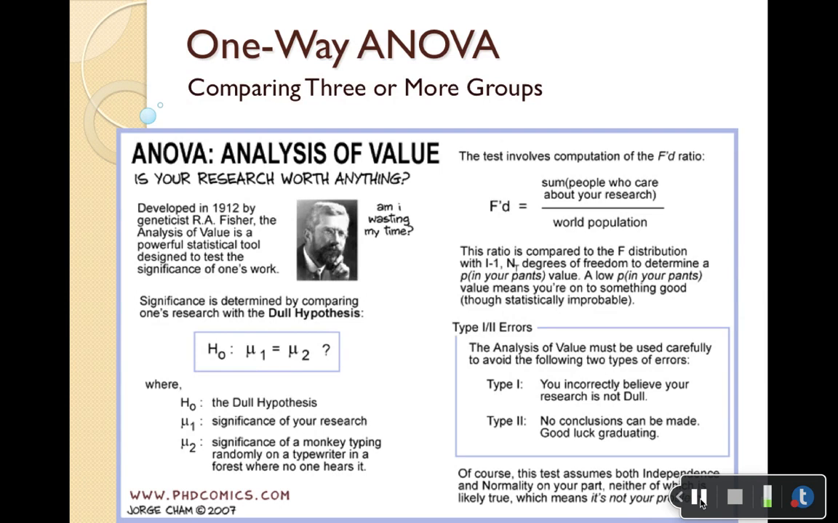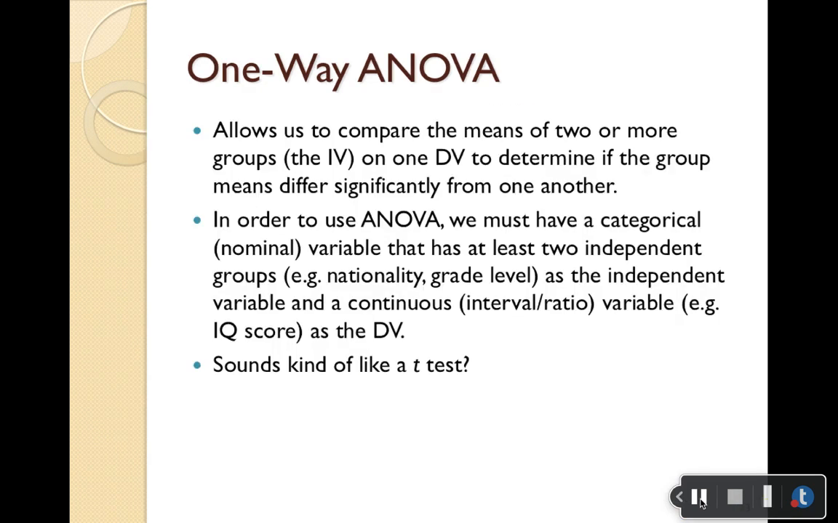Welcome to part two. We just covered t-tests, both independent samples and paired samples t-test. Next, we'll be moving on to analysis of variance, also called ANOVA, which is basically an extension of a t-test. So we use ANOVA when we're comparing more than two groups. So in this case, we're comparing the means of two or more groups, the independent variable on one dependent variable, in order to determine if the group means are significantly different from each other.